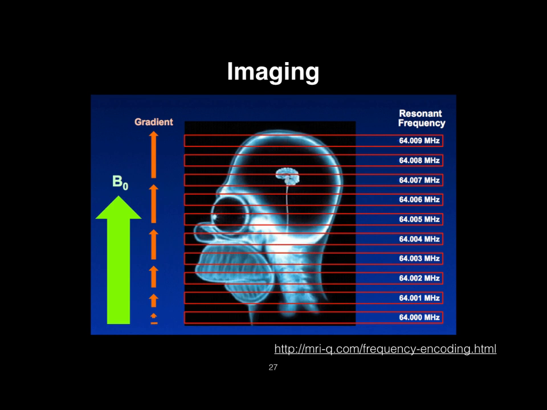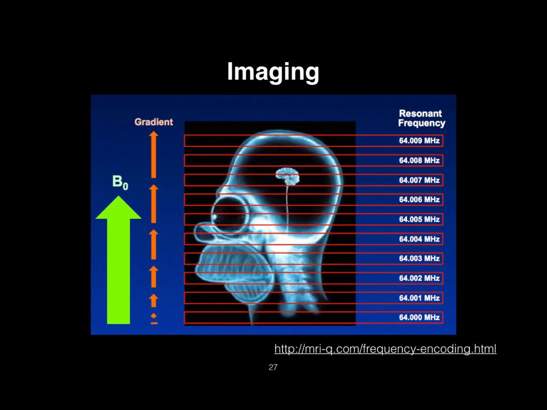Yeah, exactly. This one here, because the bulk of the brain is at 64.007 megahertz. If we were to excite at 64.005, we would completely miss that, maybe get a little bit of his eyeball, and then 64.009 is off here, where in Homer's head it's empty space. Okay.